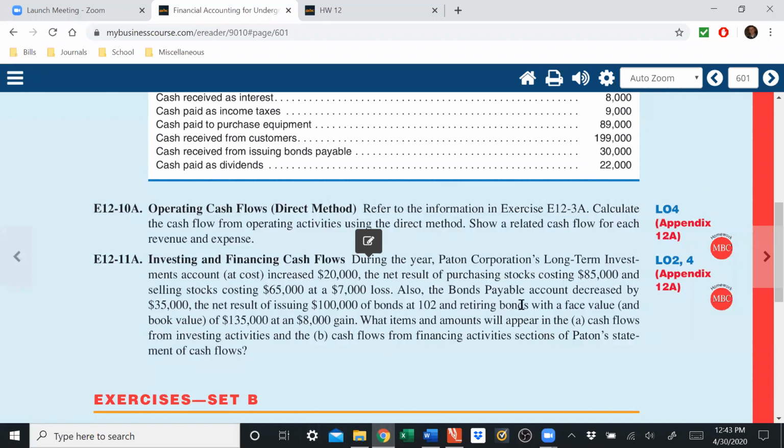And then they retired bonds, must be other bonds, with a face value of $135,000. At the time they retired those bonds, the book value was also $135,000. And they retired them at an $8,000 gain. So what did they have to pay? What cash did they have to give up to retire the bonds? When you're the borrower and you retire a bond, that means you pay cash so that the lender is satisfied and you no longer owe them anything.